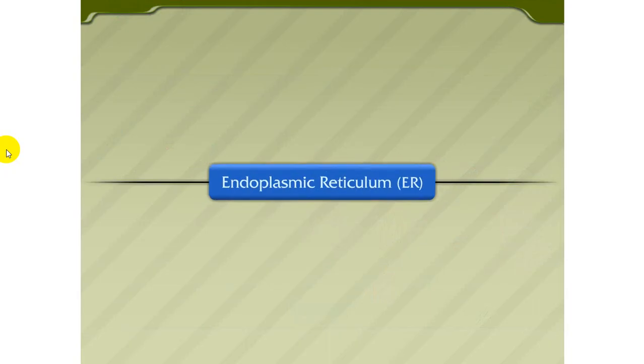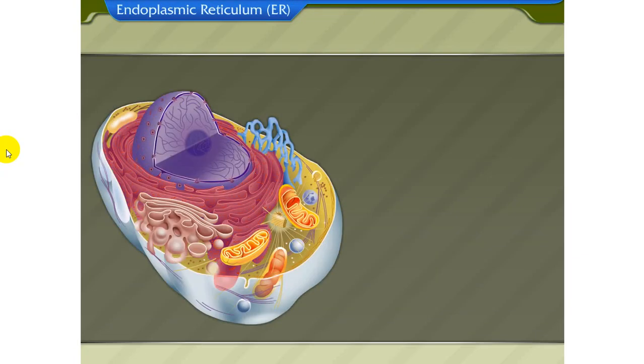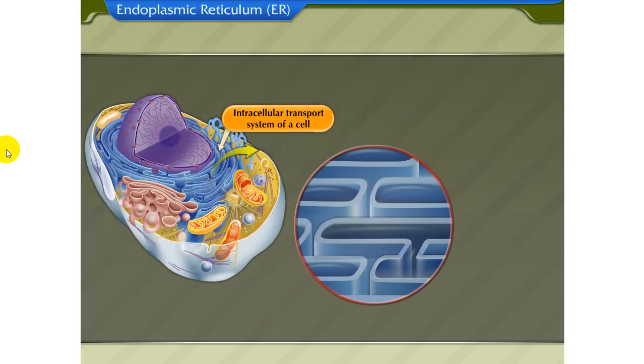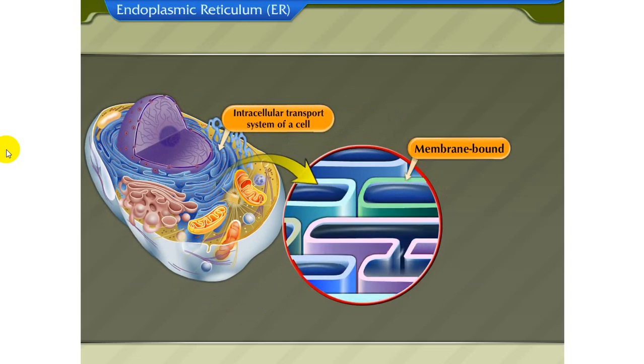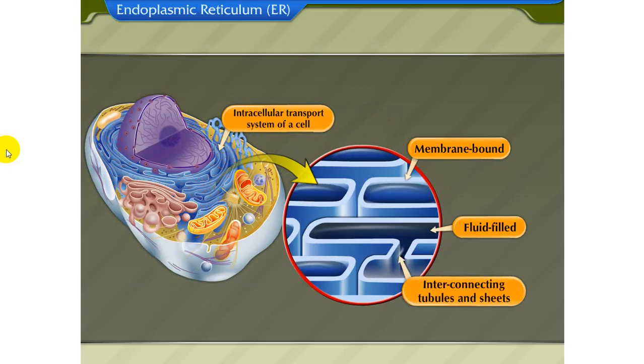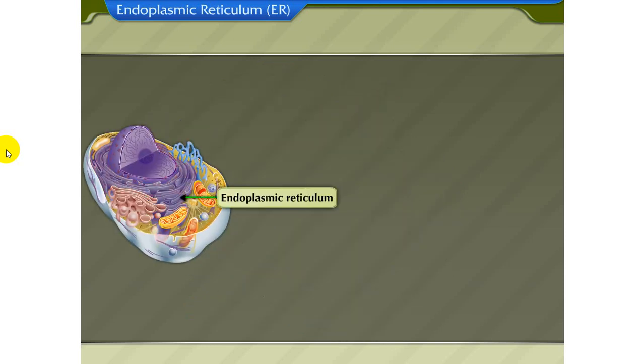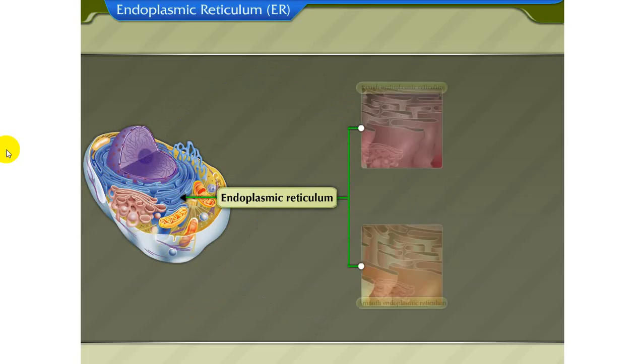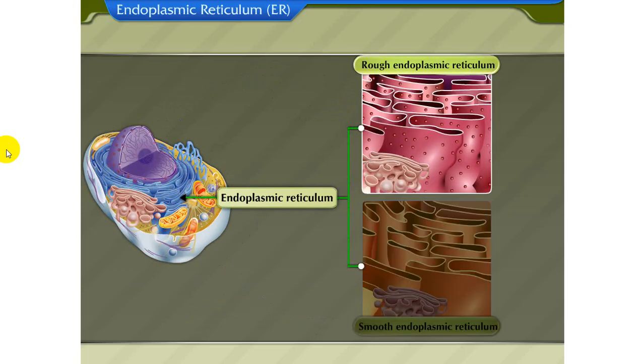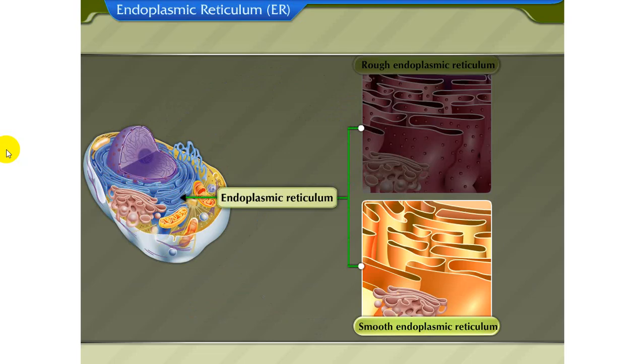Endoplasmic reticulum, ER. Endoplasmic reticulum is the intracellular transport system of a cell. It is a large network of membrane-bound, fluid-filled, interconnecting tubules and sheaths. ER is continuous with the plasma membrane on the outer face and the nuclear membrane on the inside. Endoplasmic reticulum is of two types: rough endoplasmic reticulum and smooth endoplasmic reticulum.